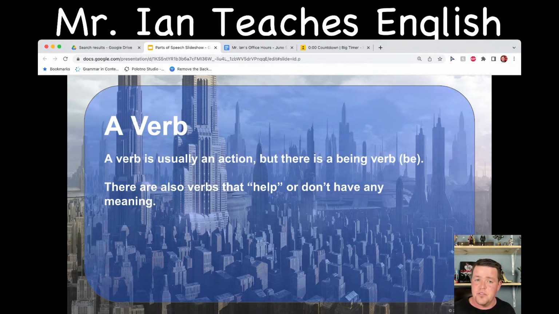Now, in English, we have different types of verbs. We talked about this in a different lesson, but there are action verbs, there are being verbs, and there are also helping verbs, those verbs that don't really mean anything but are necessary to make good verb tenses. Think about the verb do. Like when you say, what do you do? That verb doesn't really do anything, but it is important. It is necessary for that verb tense.